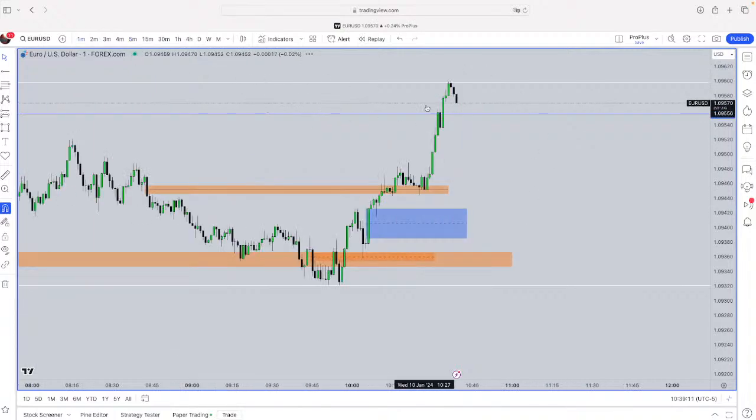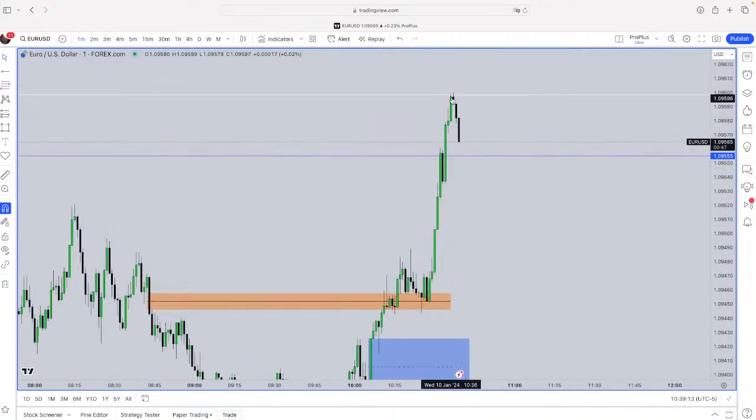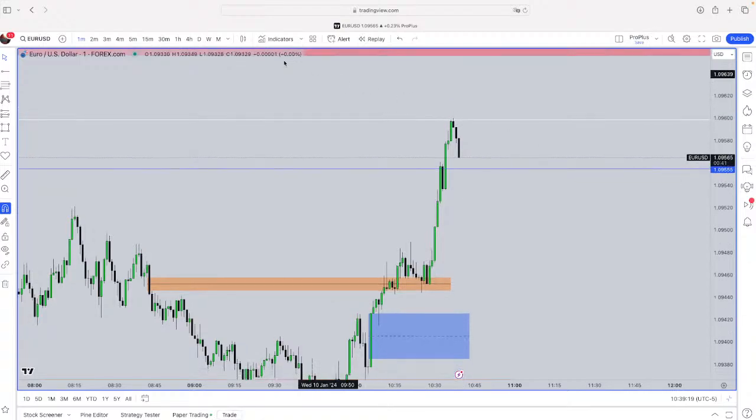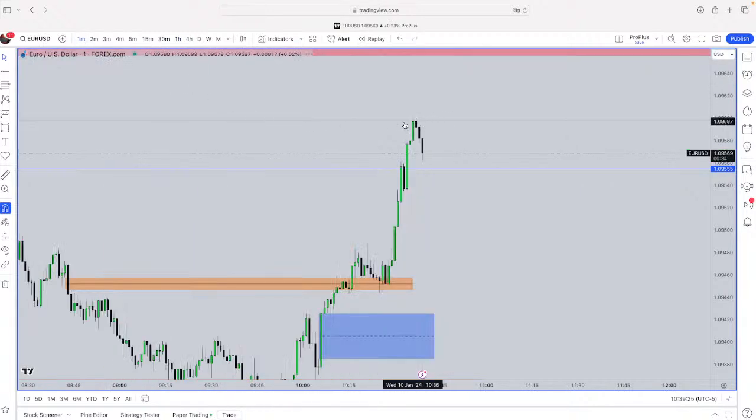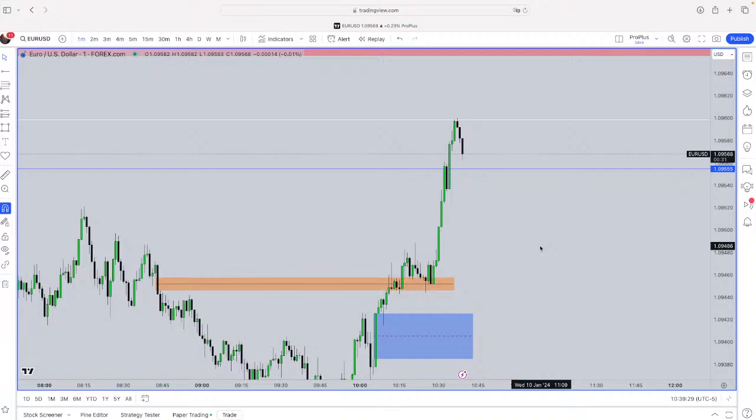So look at the way price is reacting to the hourly consequent encroachment here. That's just another way to take profit. So really nice. Where I got that from was this long wick. Got the midpoint of that. So it's just another place to take profit.